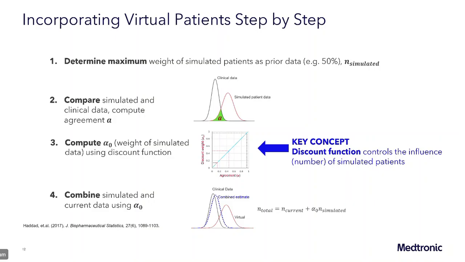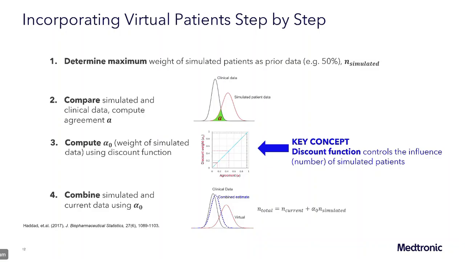Then when you have your clinical data and your historical data, in this case our simulated patient data, we look at the overlap, a statistical comparison between the two, and that agreement A is the amount of agreement that exists. You can see that this is like the statistical agreement between the two. And if there's less overlap, then you get less weight for your prior.